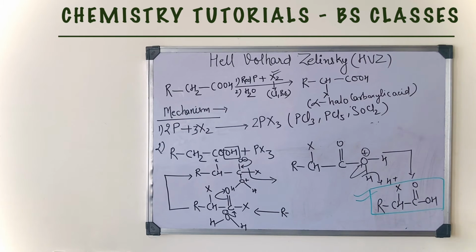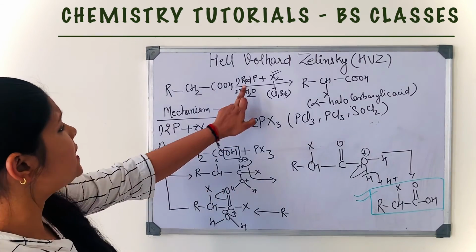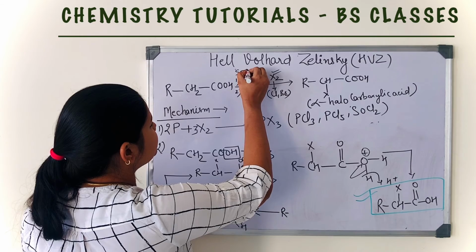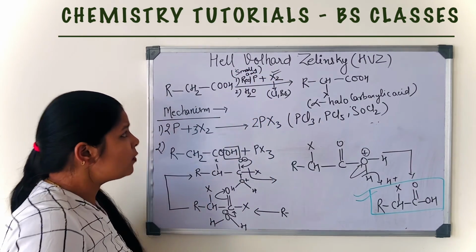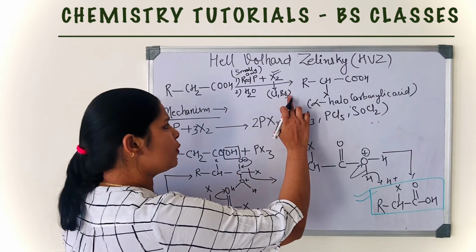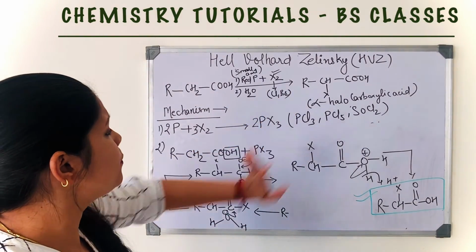This is a very special reaction and this is a very important reaction from the examination point of view, and HVZ is the halogenation of acid. Here we take red phosphorus in a small amount, and here halogen, either we take chlorine or bromine. Fluorine and iodine are not acceptable, only chlorine and bromine.